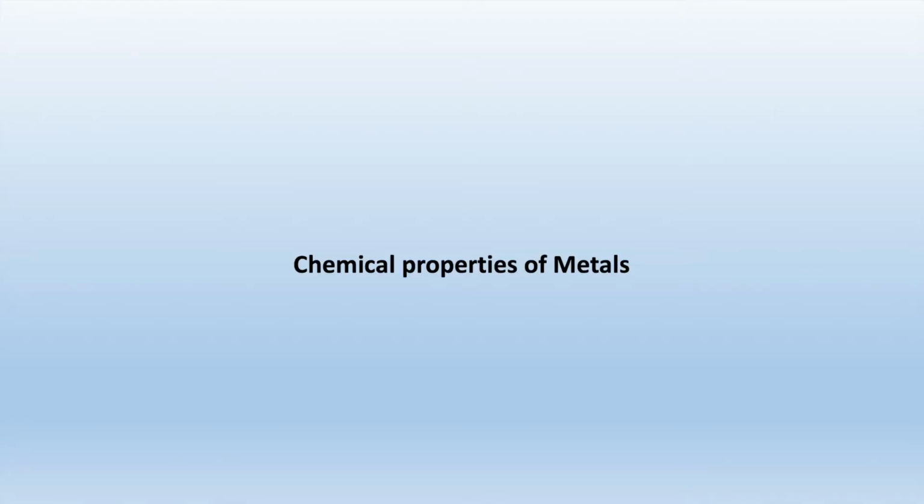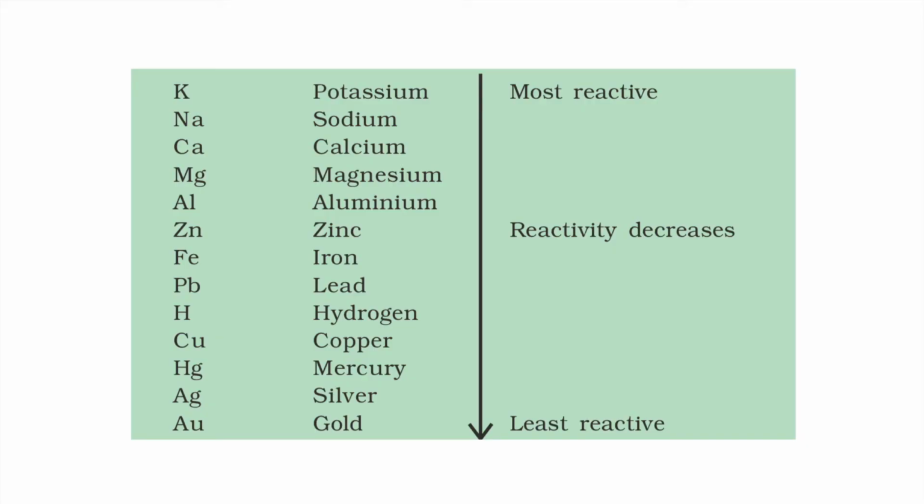Hi students, our class is about chemical properties of metals. Before starting the discussions about chemical properties of metals, you should be very familiar with the reactivity series. What is a reactivity series? This is a series in which metals are arranged in descending order of their reactivities.